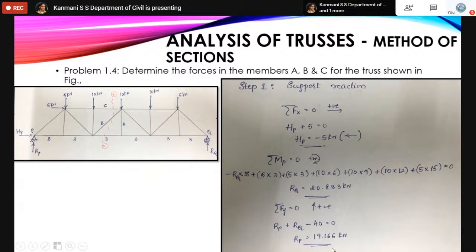So sigma M is equal to 0, where in Rp we will get 19.166 kilonewton. This is how we solve to find the support reactions. Of course, I'm moving a bit faster because to solve this whole concept, whatever I have taken, is really very difficult to cover within 1.5 hours.